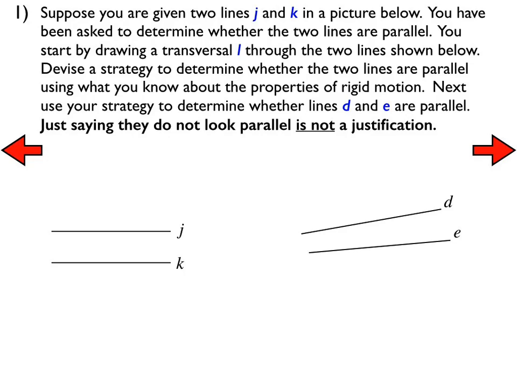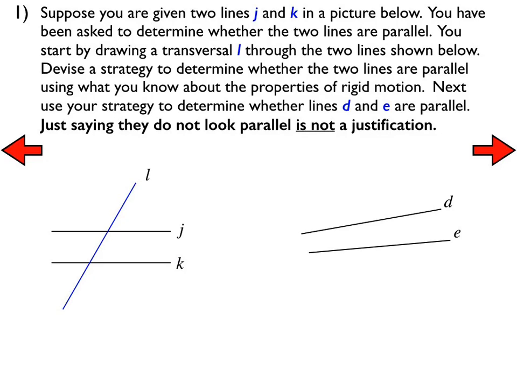So I'm going to give you a couple of minutes with your shoulder partner to talk about how you know whether J and K are parallel or not, and then the same thing with D and E. Okay? And you want to utilize rigid motion in part of your discussion. So I'll give you about 2 minutes. Go ahead. Let me do these and show you what I'm talking about.